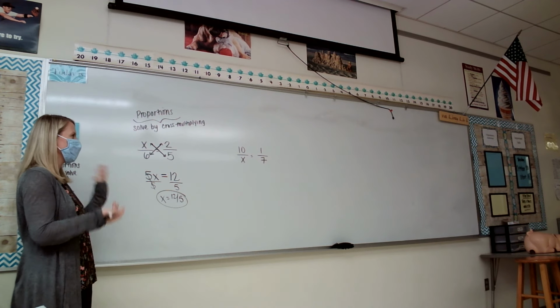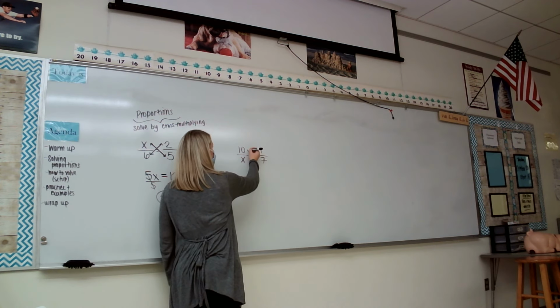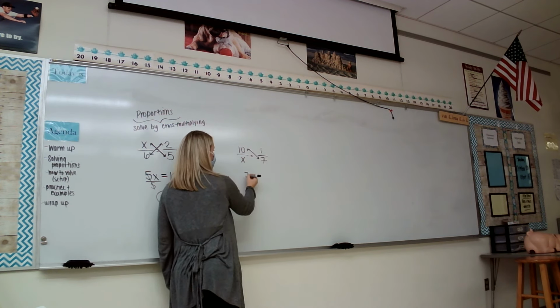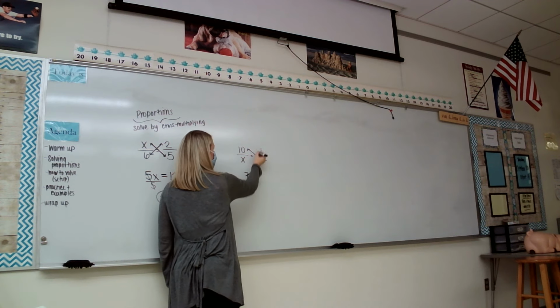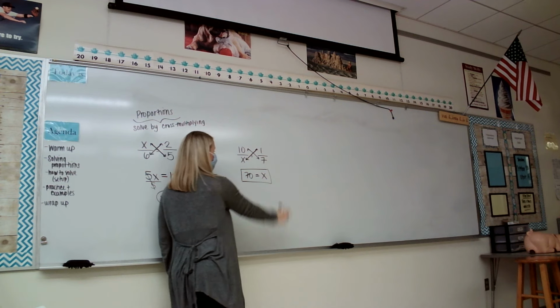So sometimes when things move around, it kind of changes what you're doing. Nope, same thing here. We're gonna cross multiply. 10 times 7 is 70. Equal in the middle, cross the other way, and that just gives me 1x. Okay, that was easy because I didn't actually have to do anything after that.